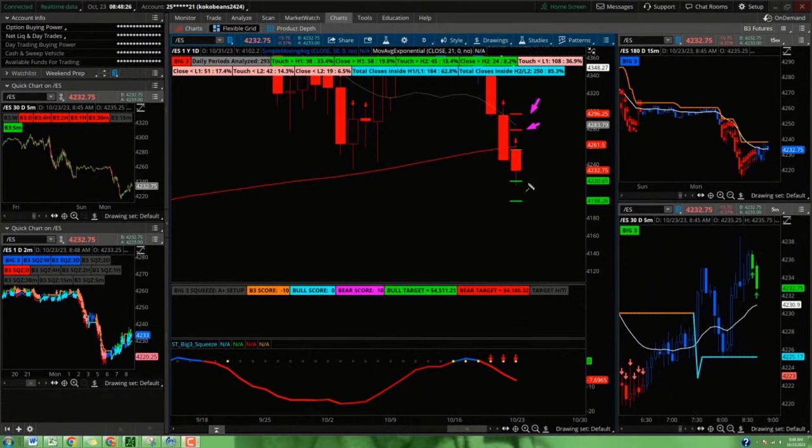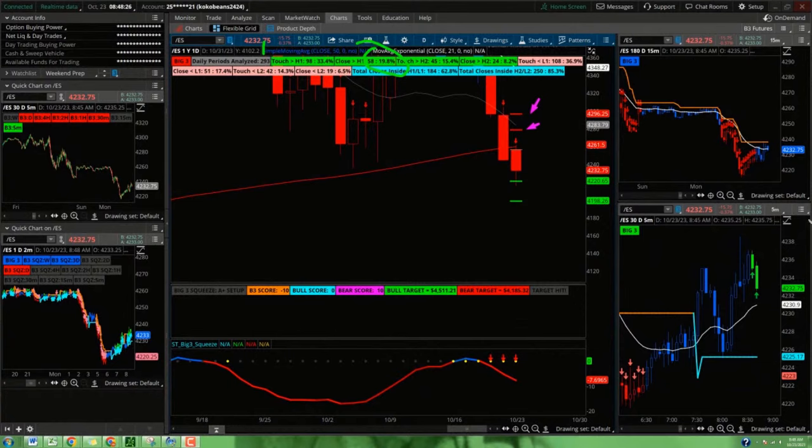So a couple of stats for you. This is analyzed over about 300 periods. Over the last 300 days, we're only going to touch H1 about 33% of the time. We are only going to close above H1 about 20% of the time. We will touch H2 around 42.95 about 15% of the time, and we'll close above that 8% of the time.